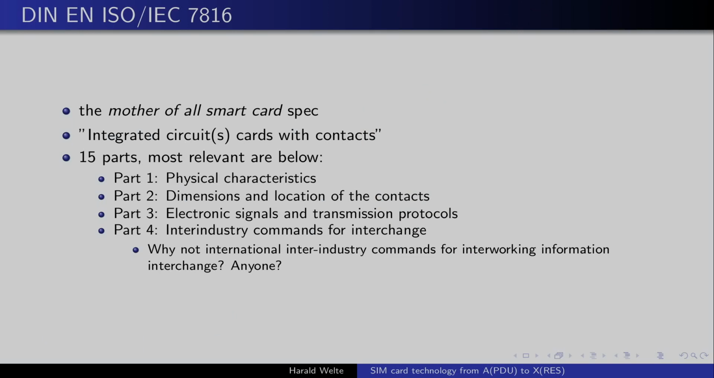So let's get to the mother of all smart card specs, which is in German DIN EN ISO IEC 7816, or short just ISO 7816. And maybe an anecdote how these specs come around. So there's like the ISO that specifies a certain spec. It gets an ISO number, and then EN, the European norm, whatever body, comes around and says, oh, we will elevate this international spec into a European standard, and they put an EN in front. And then DIN, the German standard body, comes around and says, oh, we will elevate this European norm into a German norm, and we will put a DIN in front. So now in Germany we have DIN EN ISO IEC 7816.